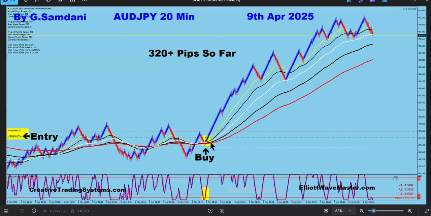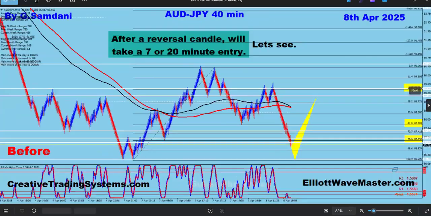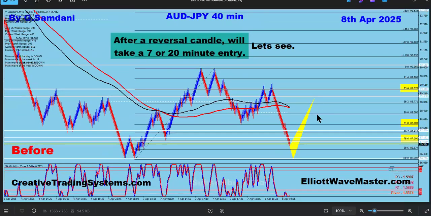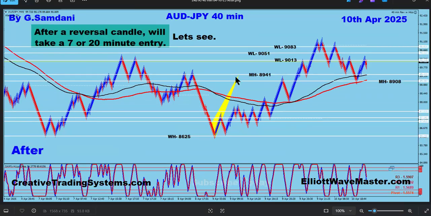This one, Aussie yen, big time to the upside, and it was based on this chart. I made this chart, and let me show you how it became like this. Exactly, it was here, and then from there to there. So you can see it's a big move on the 40-minute chart, right? So that's what happened there.